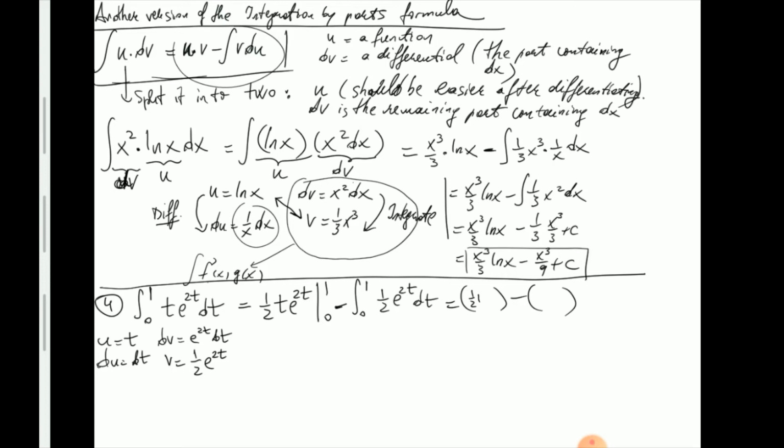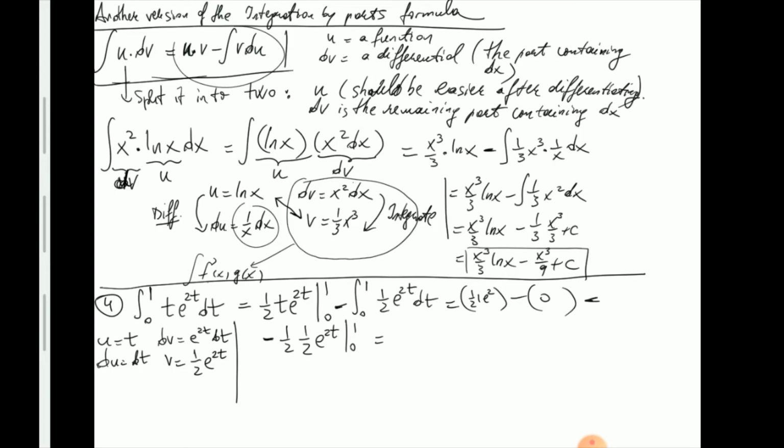So that's 1/2 times 1 times e squared. And then when I plug in 0, that's just going to be 0. And then I'm going to continue with the other integral, which is 1/2 outside, and the integral of e to the 2t gives me another 1/2 e to the 2t between 0 and 1.